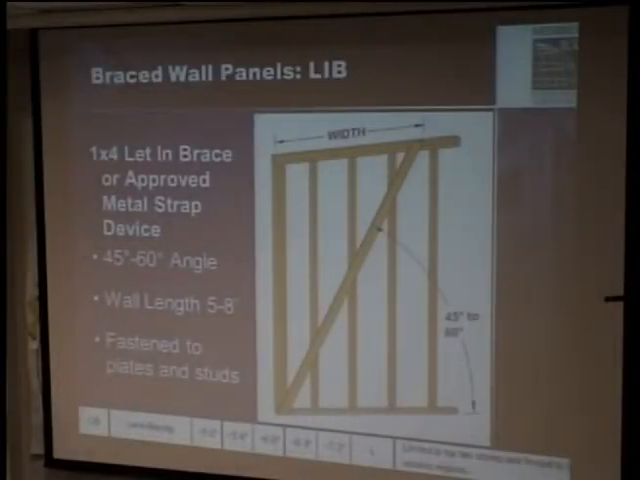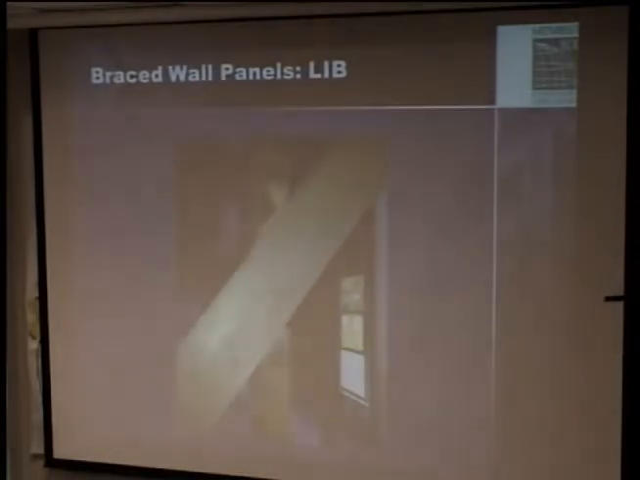So your braced wall panel, let-in bracing: it's 1x4 let-in bracing or approved metal straps at a 45 to 60 degree angle, with wall length anywhere from 5 feet to 8 feet, depending on how wide your wall has to be, and fastened to plates and studs. And again, the effective length is the length of the wall.